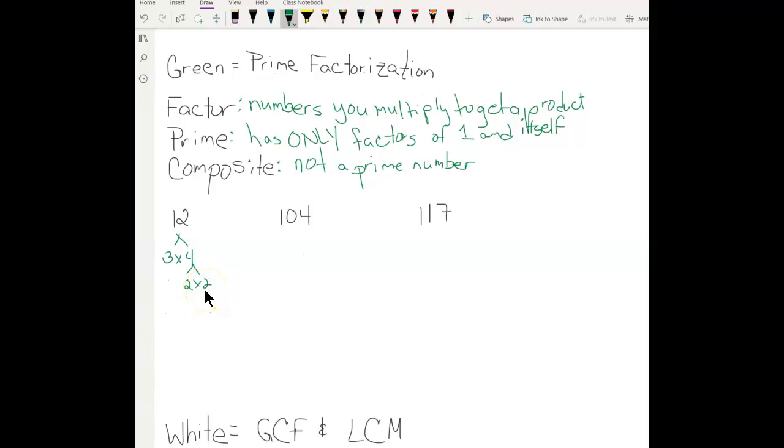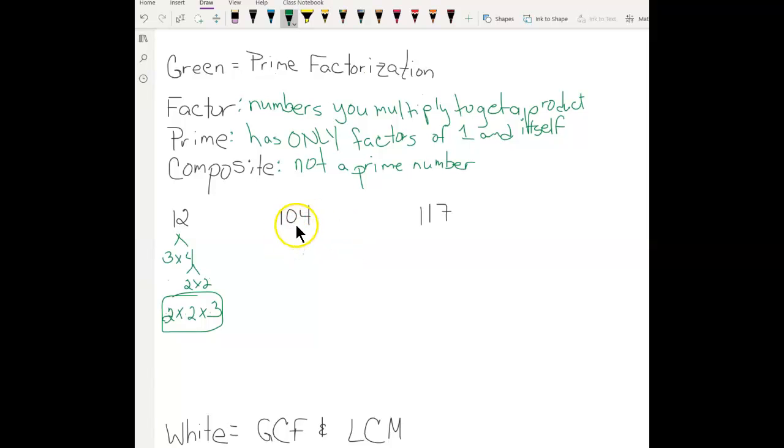Here's something important. When you write down your prime factorization, you always write the numbers from smallest to biggest. So we actually want to write this 2 times 2 times 3. That is your prime factorization.